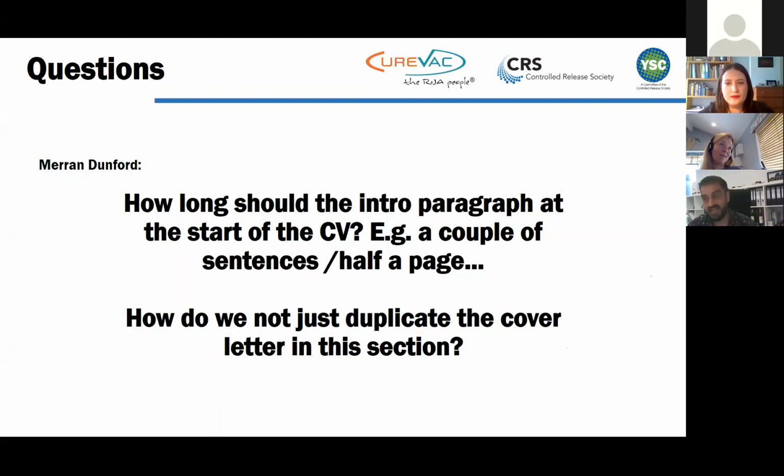I'll take this one. As I mentioned, in my case, it should be something that can be read in 10 seconds and goes straight to the main points. You need to catch attention. This is your chance to go into the next stage, because if I don't see clearly the uniqueness or the points I'm looking for, I would just pass and not continue reading the CV. So half a page, definitely not. And as for duplicating the cover letter, it doesn't matter. This is your first entry. If you duplicate some things, at least you got past reading your cover letter.